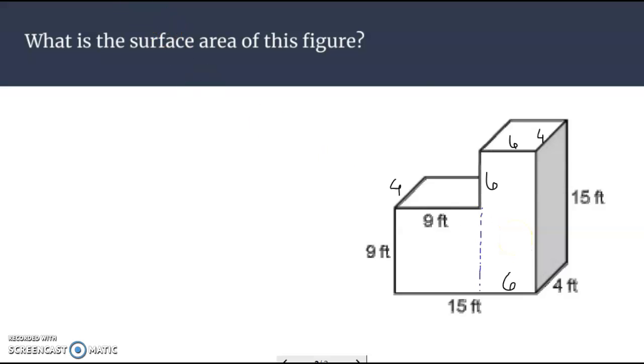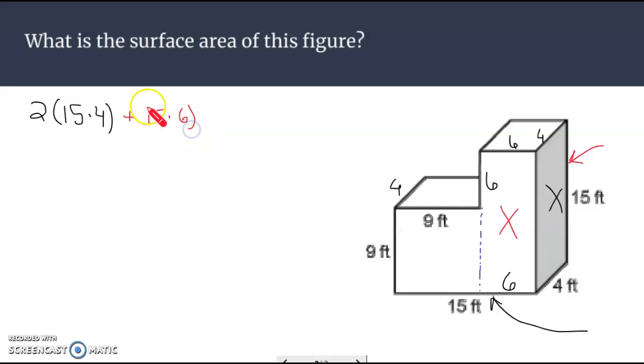Alright, now let's try to mark everything. First thing we're going to have is this rectangle here, and there's one underneath, and those 2 rectangles are 15 by 4. Alright, next let's focus on this rectangle here, and there's one in the back, and it will be 15 times 6. And there are 2 of them.